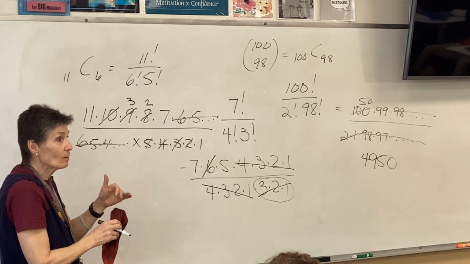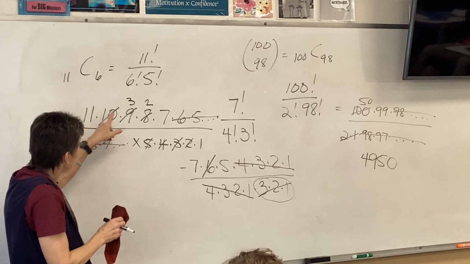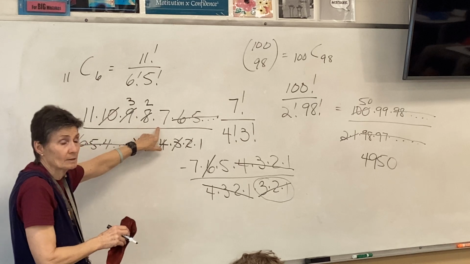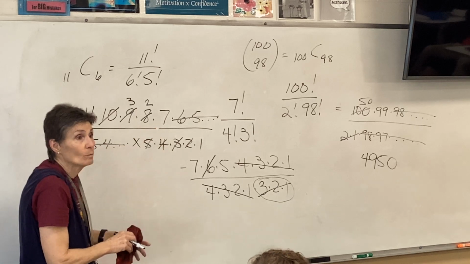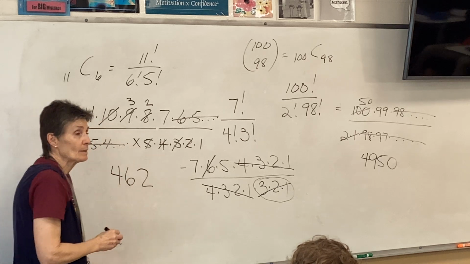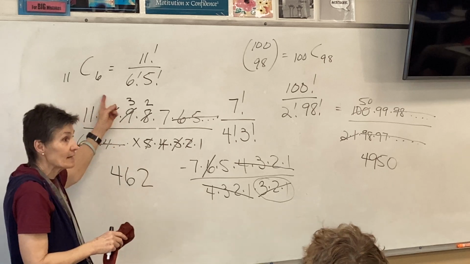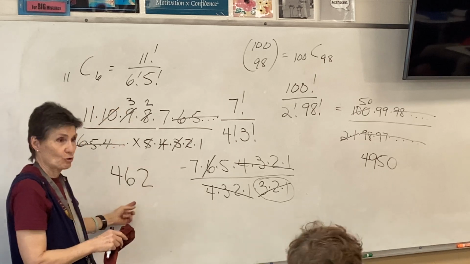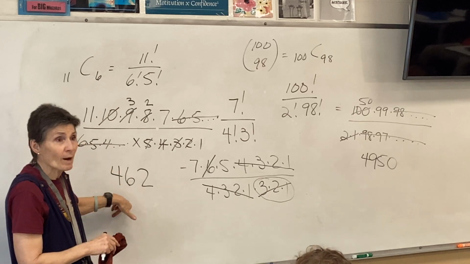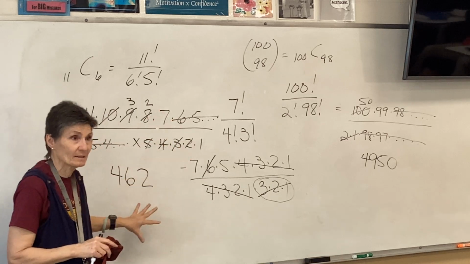Now you can go to your calculator and multiply what's left. So what's left? 11 times 3 times 2 times 7. 462. Yes, that's fine. And then if it's test day, you can go ahead and type this in 11C6 and make sure you get 462. You can check it. But you're not gonna get credit for the by hand problem unless you do this by hand.